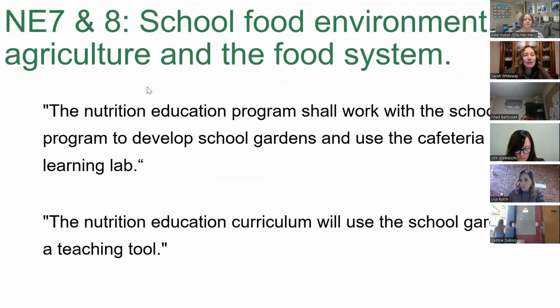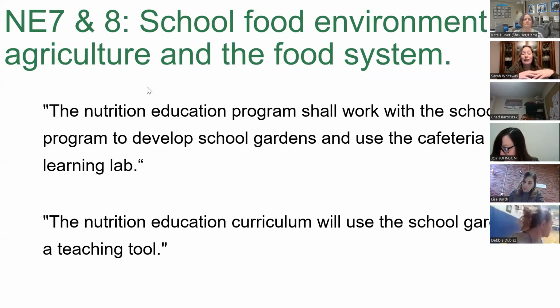NE 7 and 8 is really all about school gardens. So it's about the school food environment, agriculture, and the food system. Some of the recommended language would be: the nutrition education program will work with the school meal program to develop school gardens and use the cafeteria as a learning lab. Alternatively, the nutrition education curriculum will use the school garden as a teaching tool.